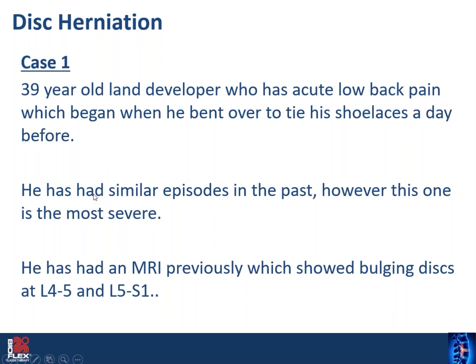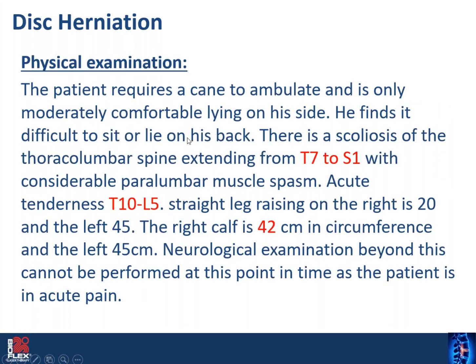Okay, a case study. So this is a case in our clinic here. It was a 39-year-old, so a relatively young person in their 4th decade of life. As I mentioned earlier, that's the age range oftentimes for this type of problem. Patient had similar episodes in the past. They had an MRI. The gentleman had bulging discs at L4-5, L5-S1. That's usually the common area where you'll see that.